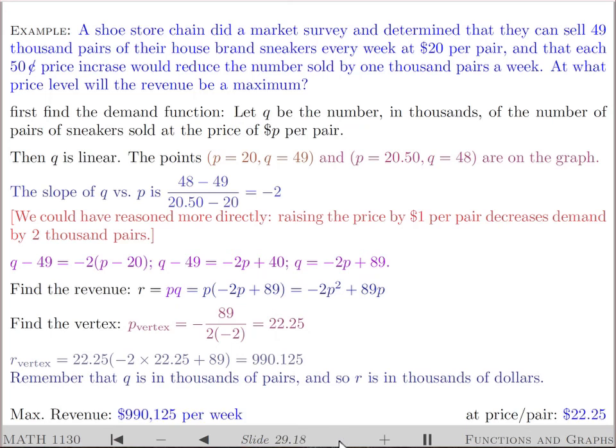So hopefully with these two examples, you have a rough idea of how to calculate the revenue or profit function given the other information.